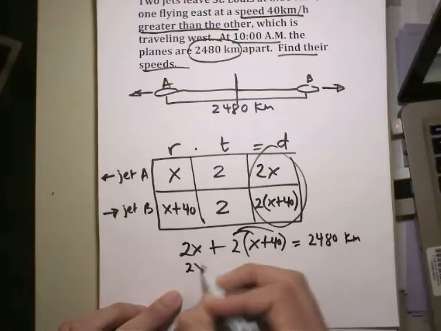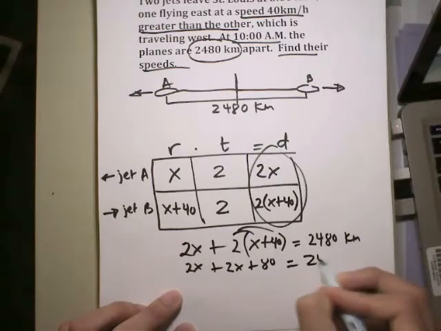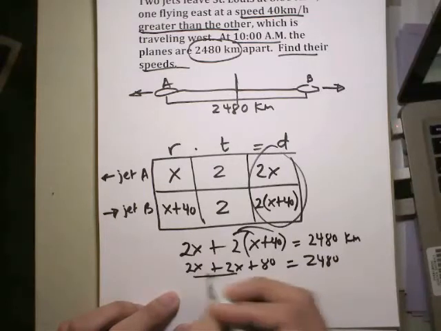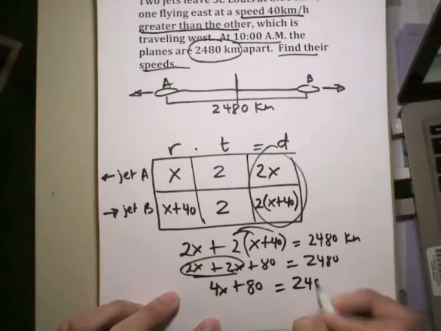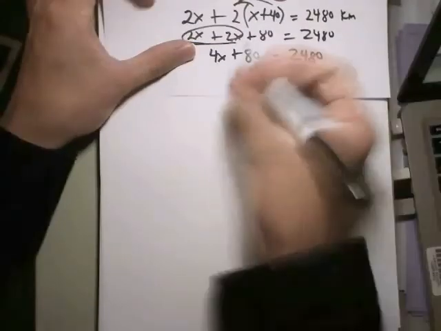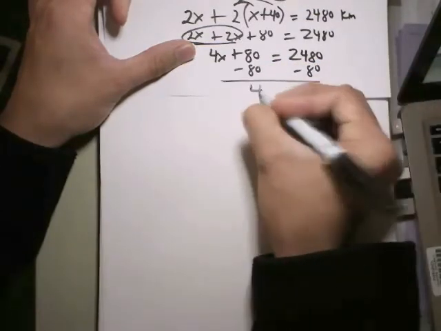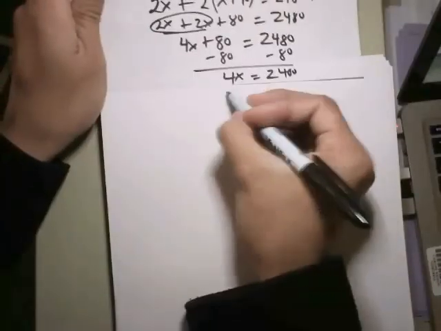Okay, so we do some cleaning up work here. It's just going to be 2x plus 2x plus 80 equals 2,480. This combines to become 4x plus 80 equals 2,480. If we continue solving for this, we'll subtract 80 from both sides. We will have 4x equals 2,400. We'll divide by 4 on both sides, like this.